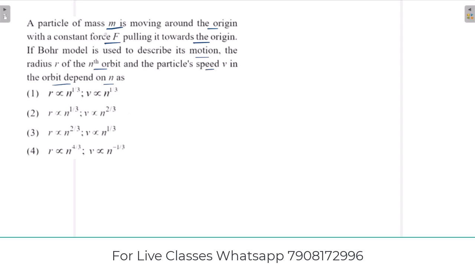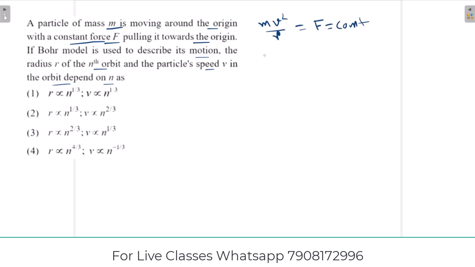So here the particle of mass m is moving around the origin with a constant force F. So the centripetal force here is mv square by r, if r is the radius and v is the velocity. mv square by r is equal to the force F. This is the force which gives the centripetal force. Now F is constant. Here it says the force is constant. So mv square by r is equal to constant.